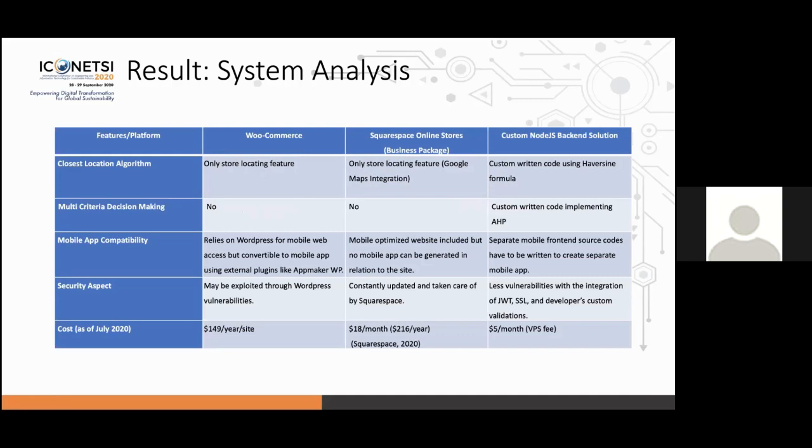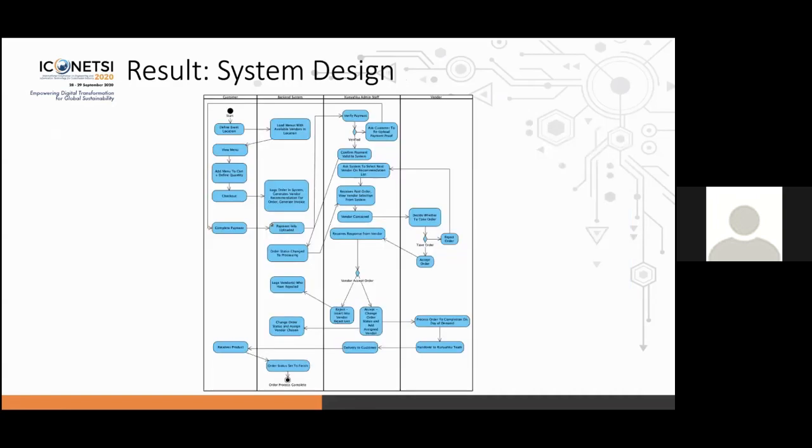And in terms of cost, Node.js would cost just around $5 per month because we have to pay for the VPS, while the others cost $150 per year per site, or in Squarespace's terms, $18 per month, or $216 per year. The system design, here is our very brief system design.